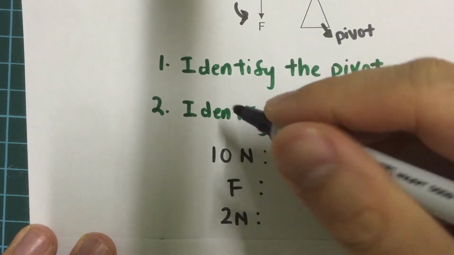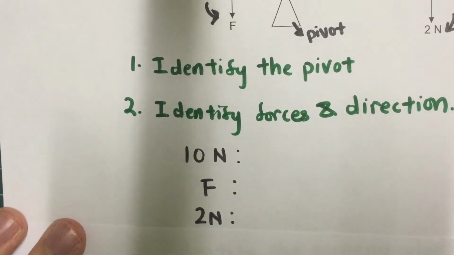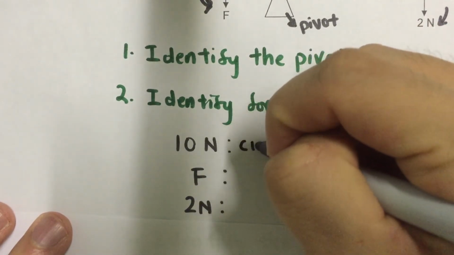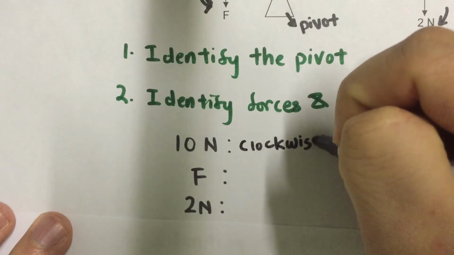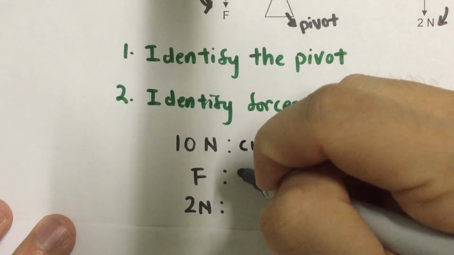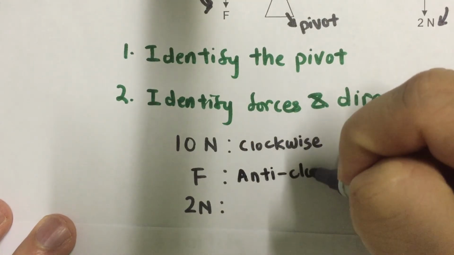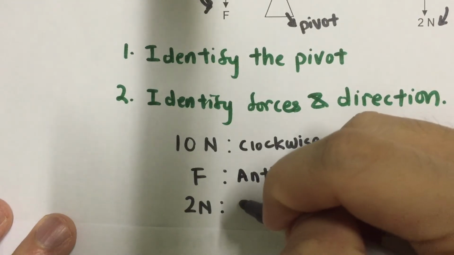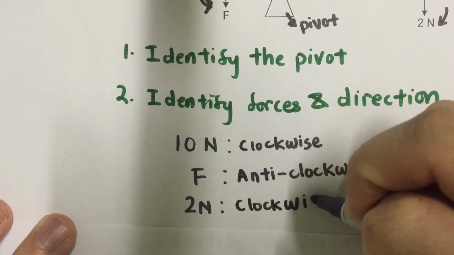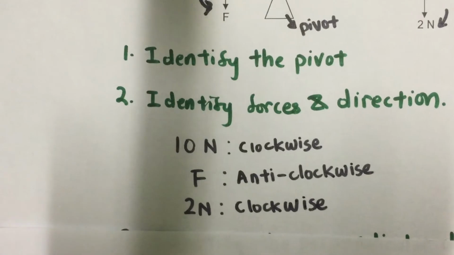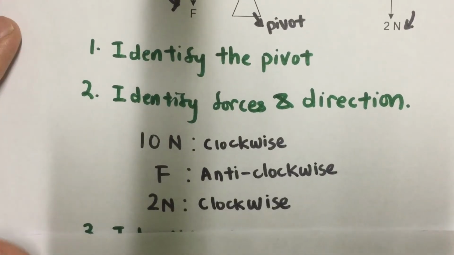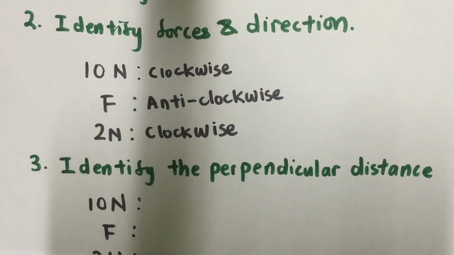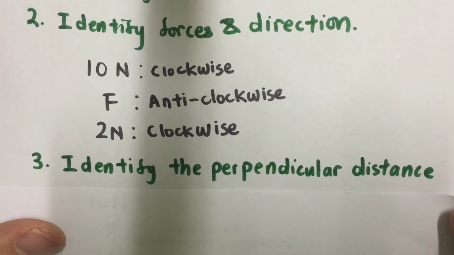For the 10 Newton force, it will be clockwise, while for F it will be anti-clockwise. And lastly, for the 2 Newton, the direction of the force is clockwise. So once we have identified the forces and direction, step 3, we will need to identify the perpendicular distance.